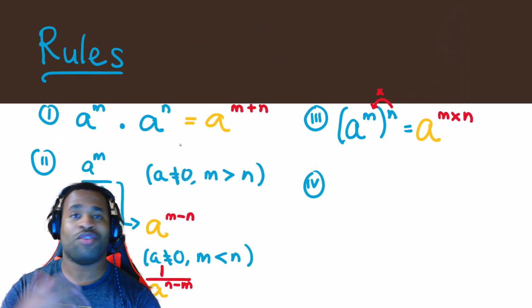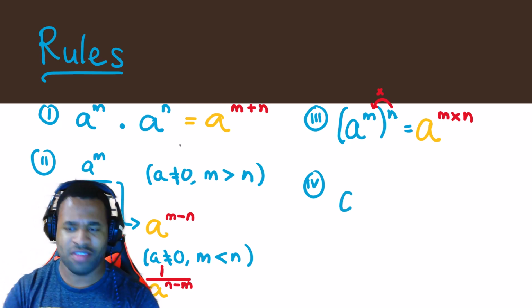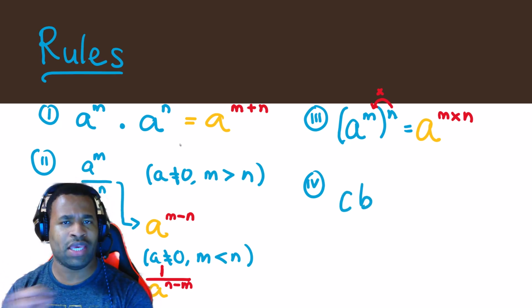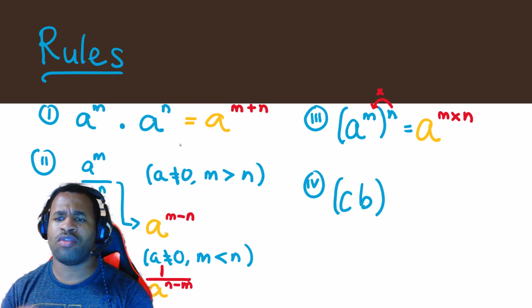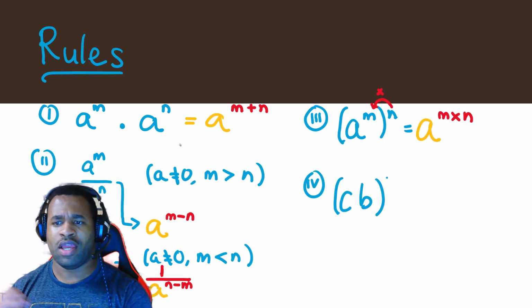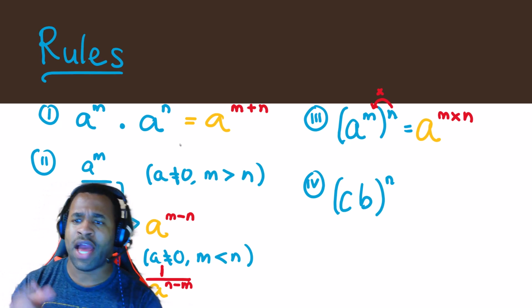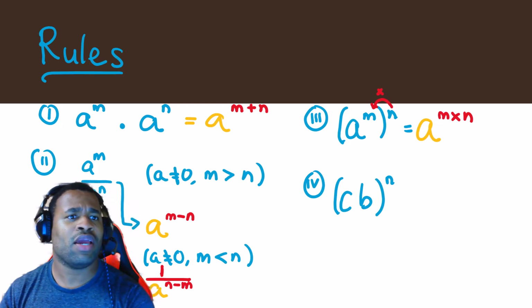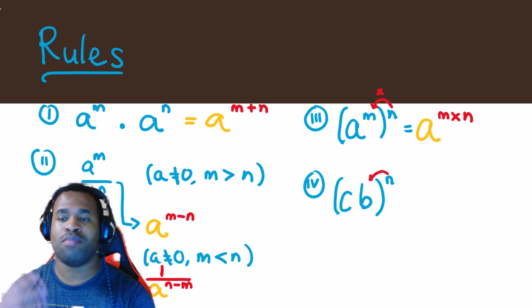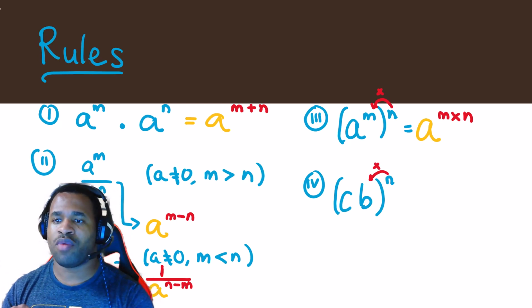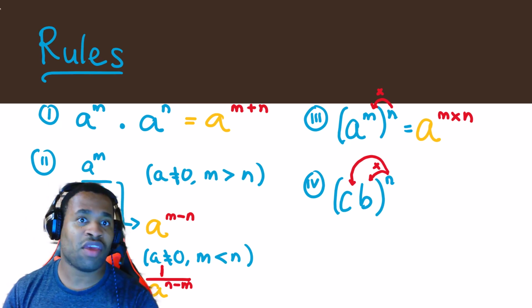And here the final rules include the following. Let's say we have a base C and another base B that are multiplied together, and they're all to the exponent, in this case, let's say n. What this means is that we are going to distribute our n to not only the B, multiplying by the exponent for B, but also we're going to multiply our n by the exponent for C.